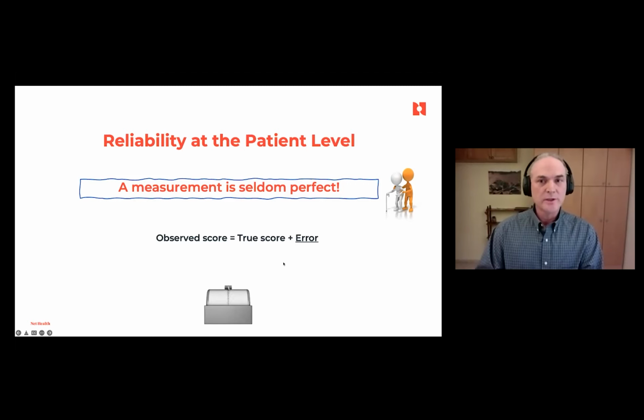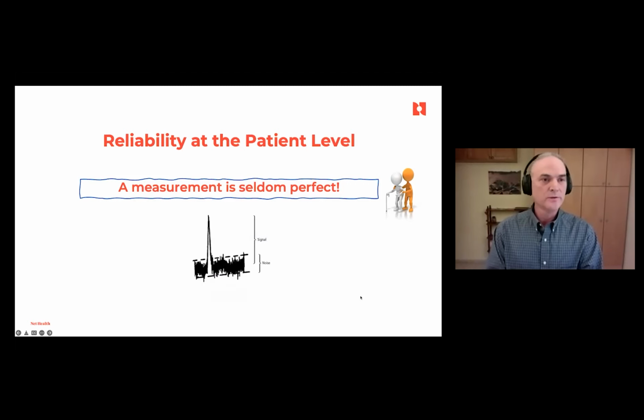Another analogy that we could use is the signal to noise analogy. Our measure of interest is obviously the signal. We try to identify it. We acknowledge that there's some noise around that signal. The stronger the signal is compared to the noise, the better our reliability would be.